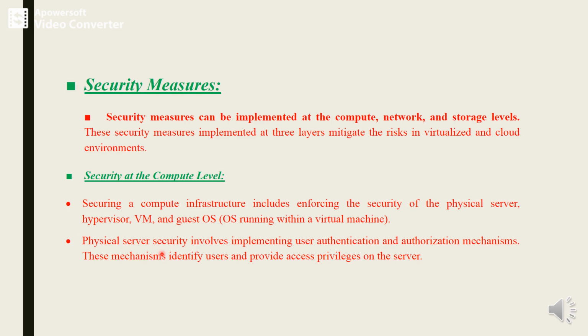The physical server security involves implementing user authentication and authorization concepts. To provide security for the physical server, we can adopt authentication or authorization mechanisms. These mechanisms identify users and provide access privileges on the server. That is how we can provide security at the compute level.